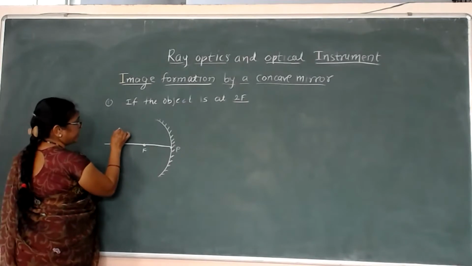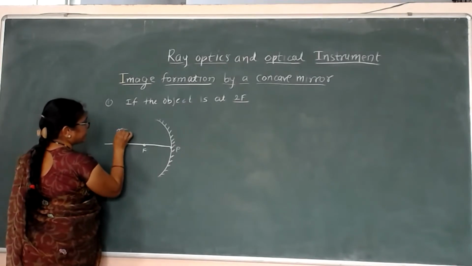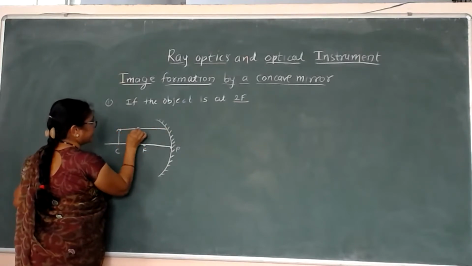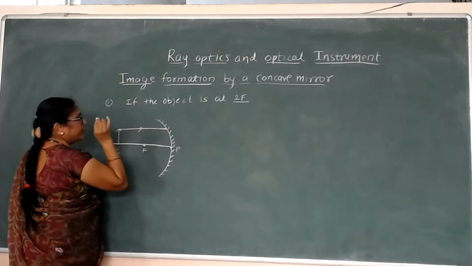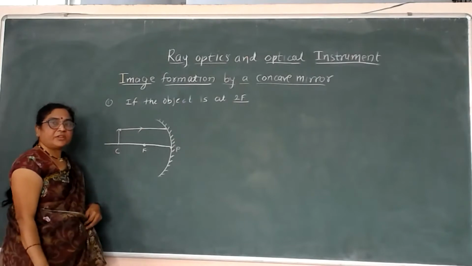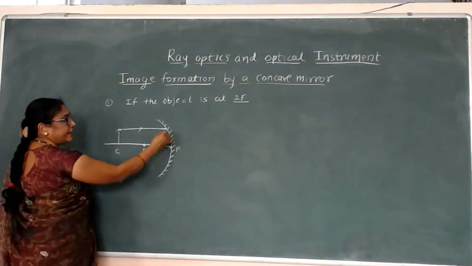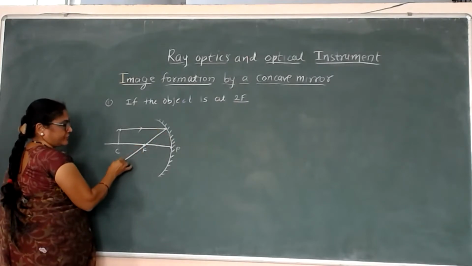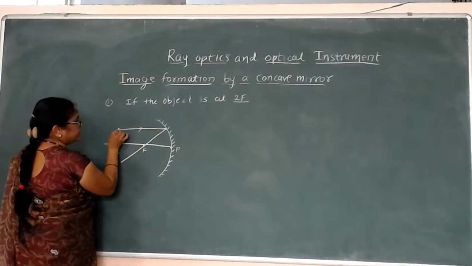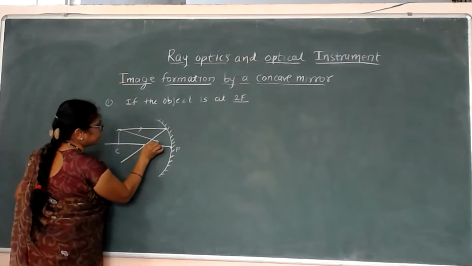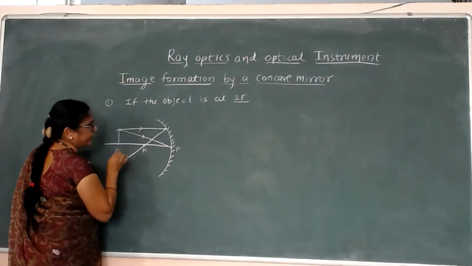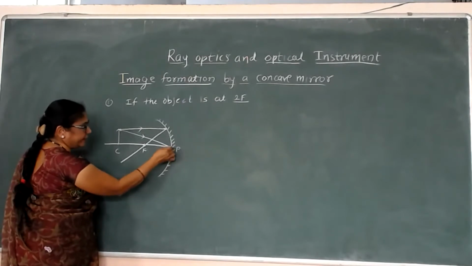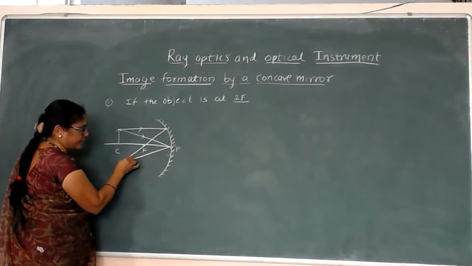To draw the image formation, take the first ray, which is incident through the center of curvature on the mirror, which obeys the laws of reflection and the ray is reflected back. To find the image formation, take another ray which is incident on the pole, and give the arrow mark. From the pole, again the ray of light is reflected and an image is formed.